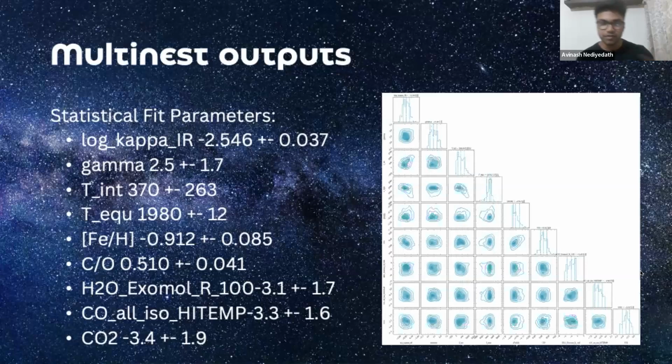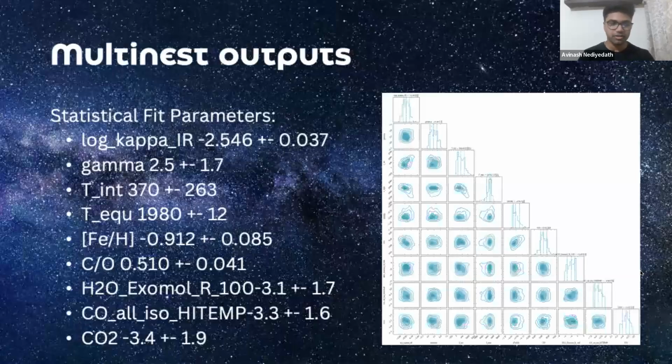But when you actually look at these outputs, you can see that the gamma, H2O, carbon monoxide, and carbon dioxide are actually not constrained well. You can see that the posteriors are not Gaussian, they are flat posteriors. We do not really know why this is the case. Maybe it's because we used equilibrium chemistry, but we are not sure. That is one of our biggest doubts.